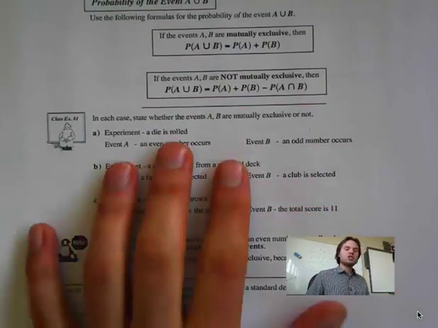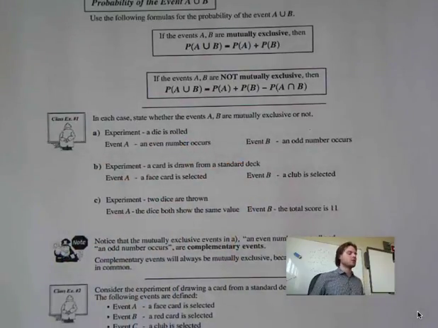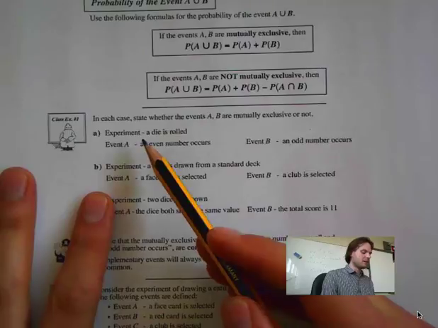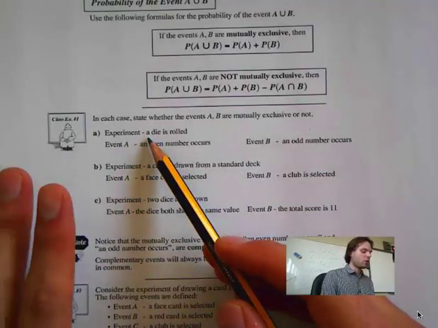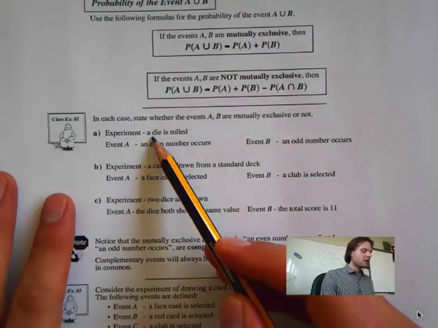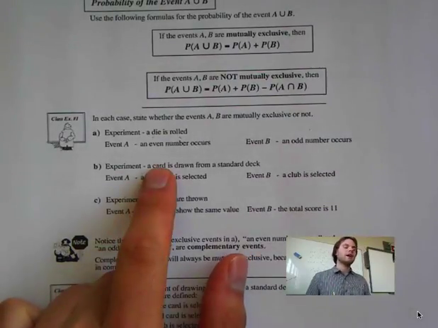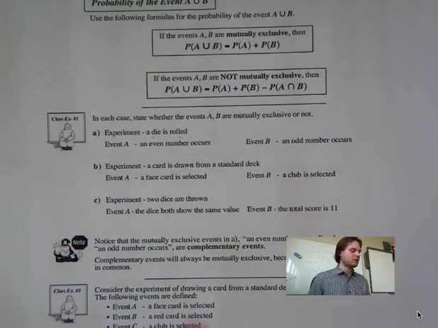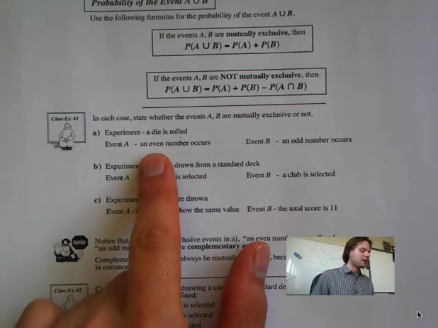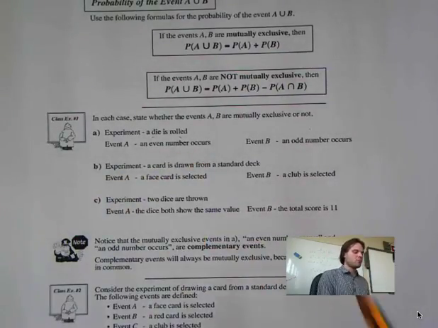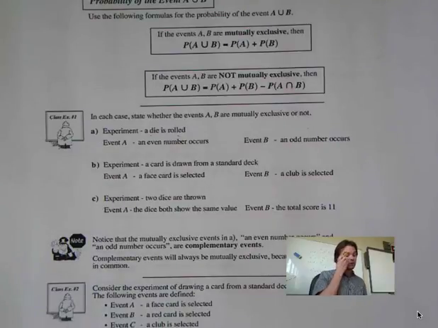It says, in each case, state whether events A and B are mutually exclusive. Here is event A and B for number 1A. It says, a die is rolled. So we're looking at rolling a die. There's 6 sides to a die. We want to assume it's a 6-sided die. An even number occurs. And part B says an odd number occurs.